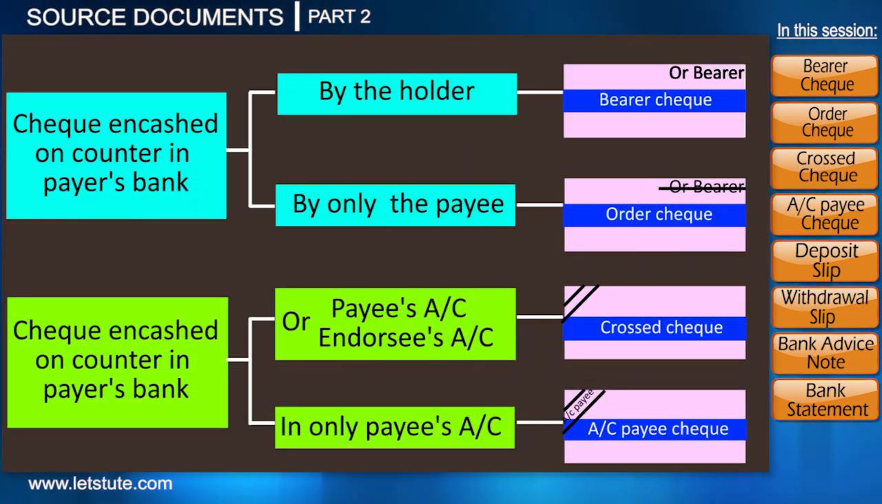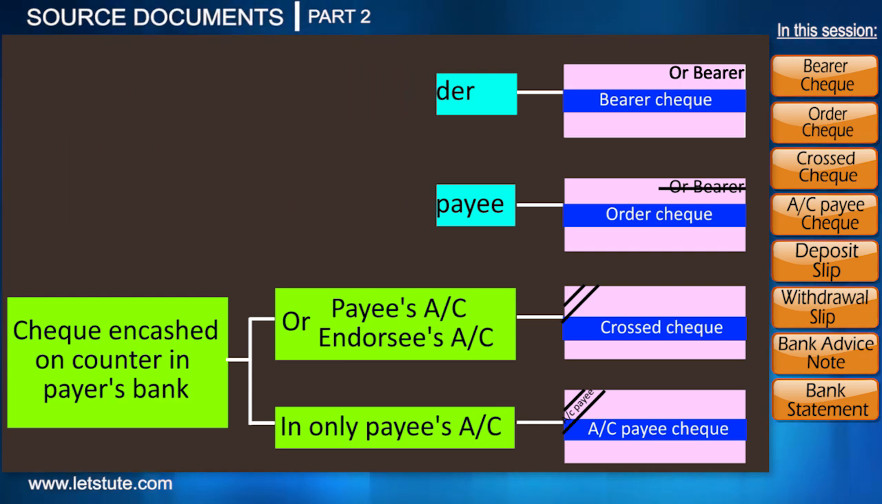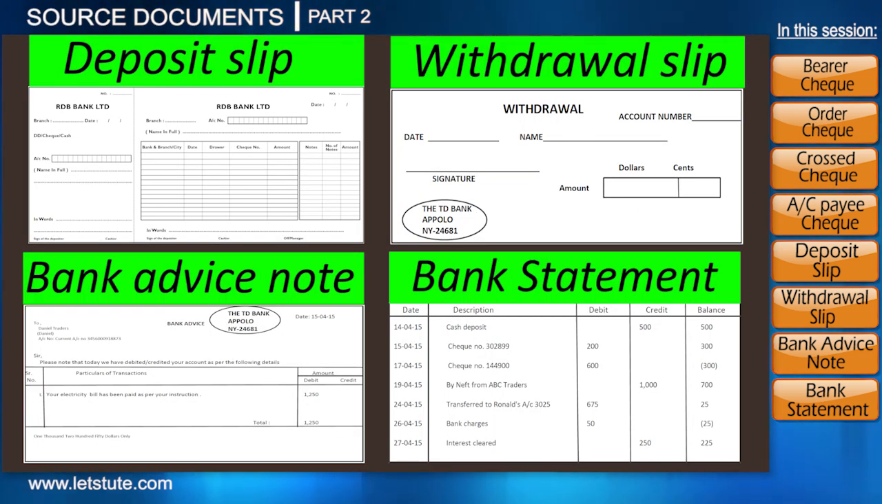And now that we have all the source documents for this month of Daniel, we know the next step in this accounting process is recording them in a journal. So we will be learning how to do that in our next session.